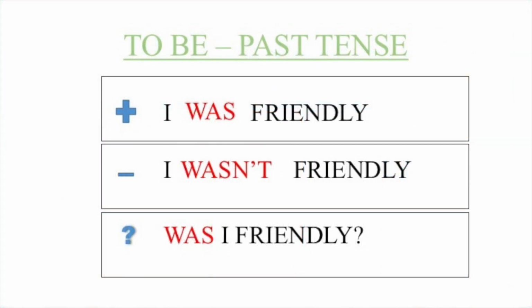So, what words do we use to complete I something friendly? I was friendly. But what about the negative? I wasn't friendly. And then finally, the question. Remember what we do, guys? We swap the first two words of the positive statements around. Was I friendly? And if we write the question always at the end, question mark.